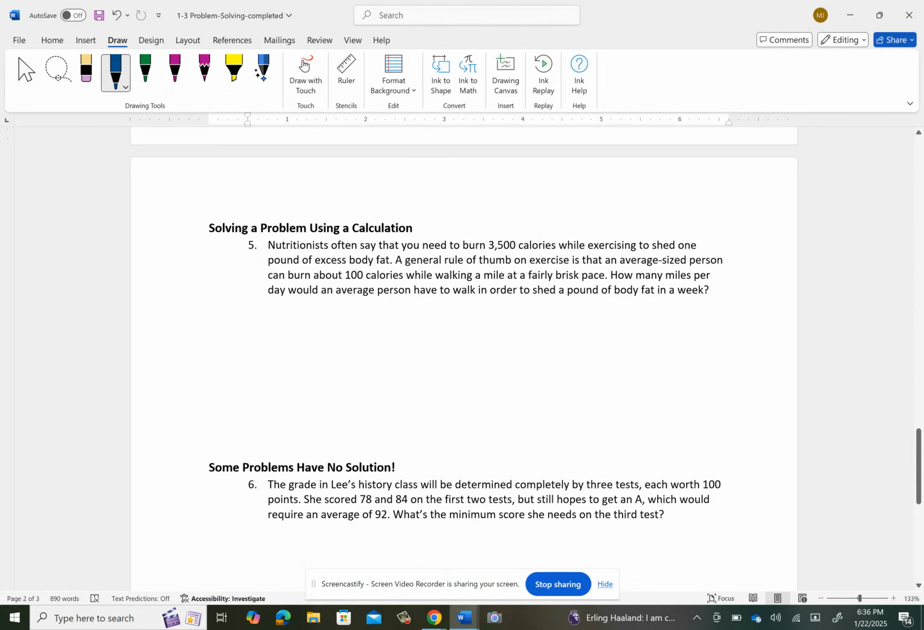All right, let's try question number 5. This problem says that we might need to use a calculation of some sort. All right, well, a nutritionist says that you need to burn 3,500 calories while exercising to shed 1 pound of excess body fat. An average-sized person can burn about 100 calories while walking a mile at a fairly brisk pace. How many miles per day would an average person have to walk in order to shed a pound of body fat in a week? Okay.